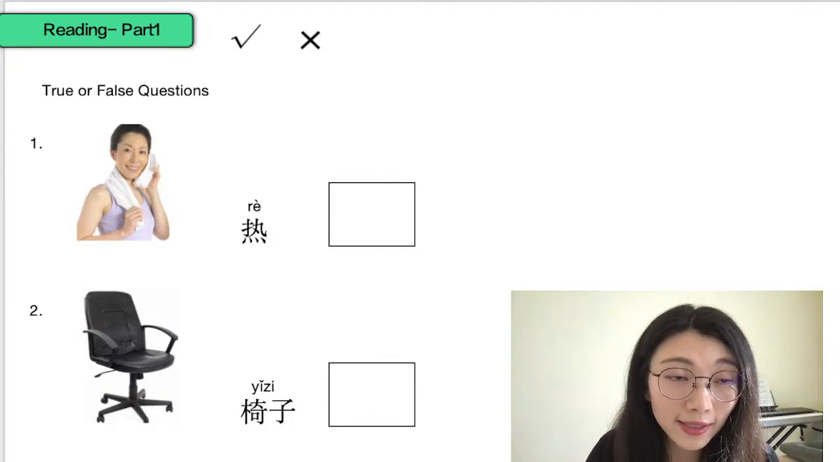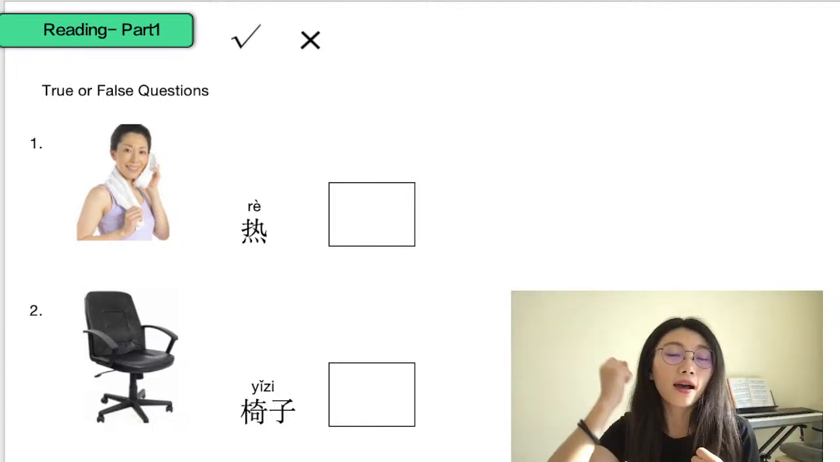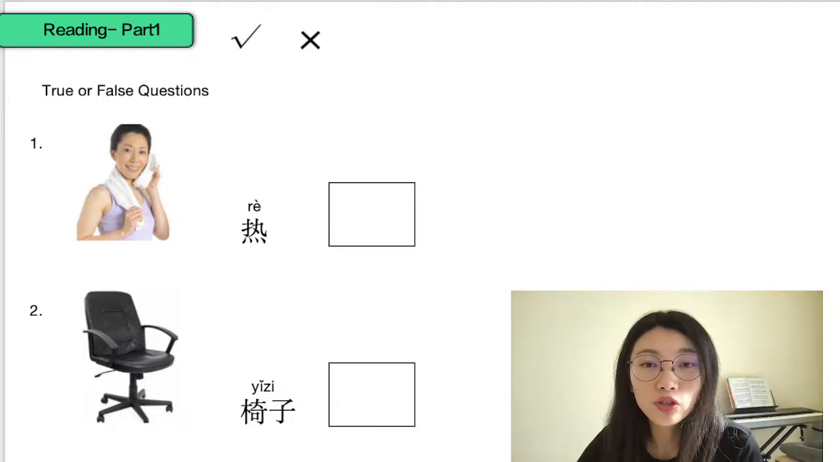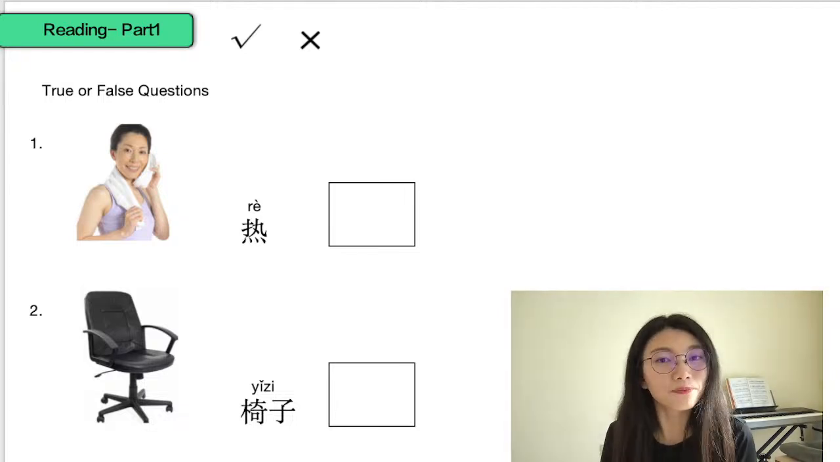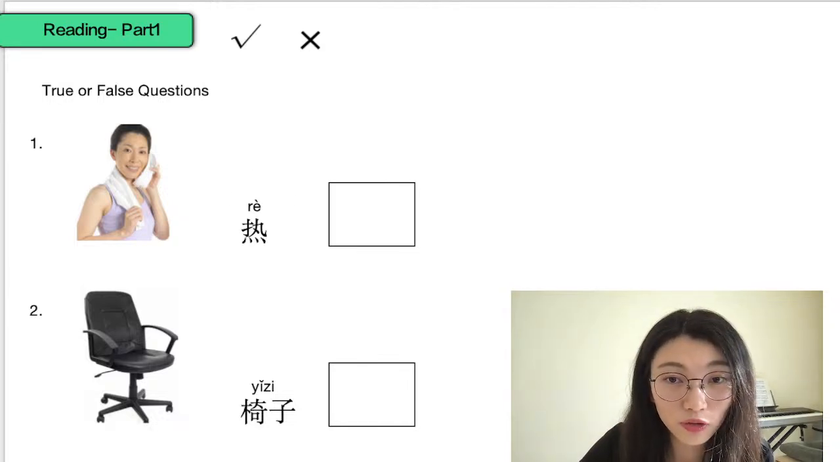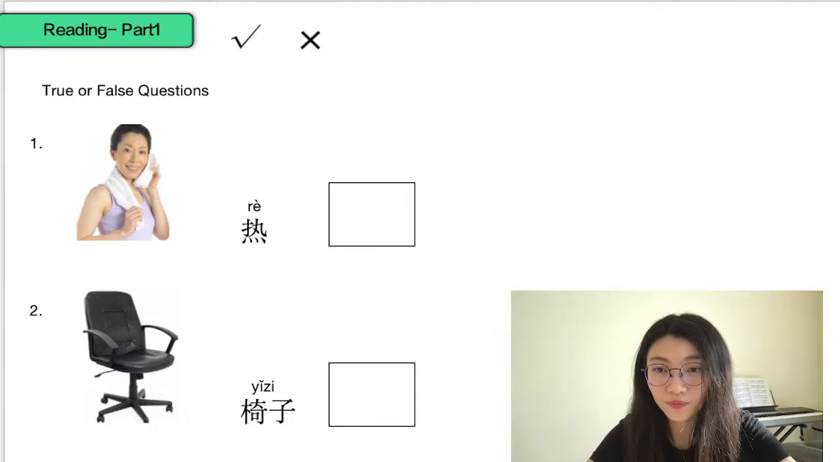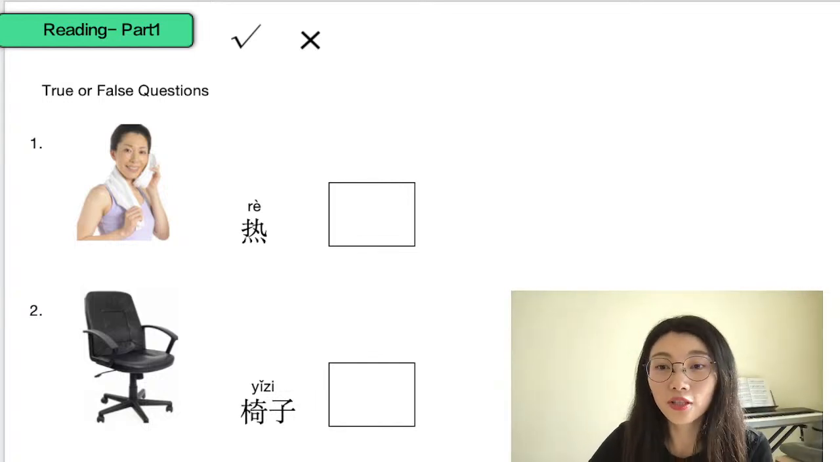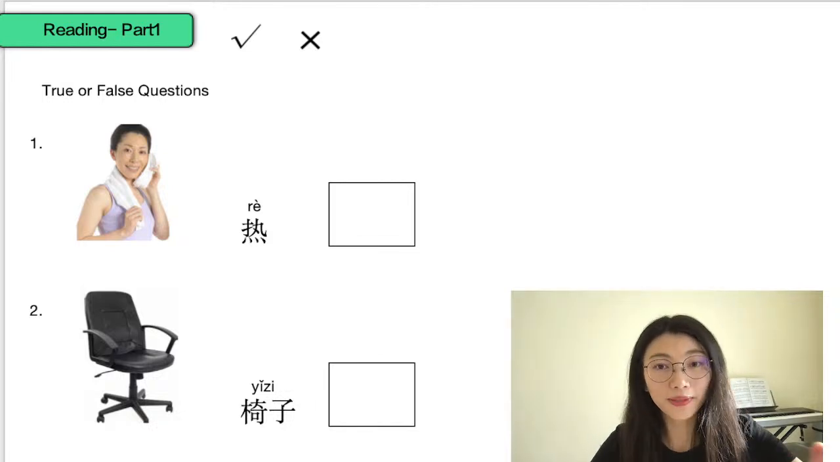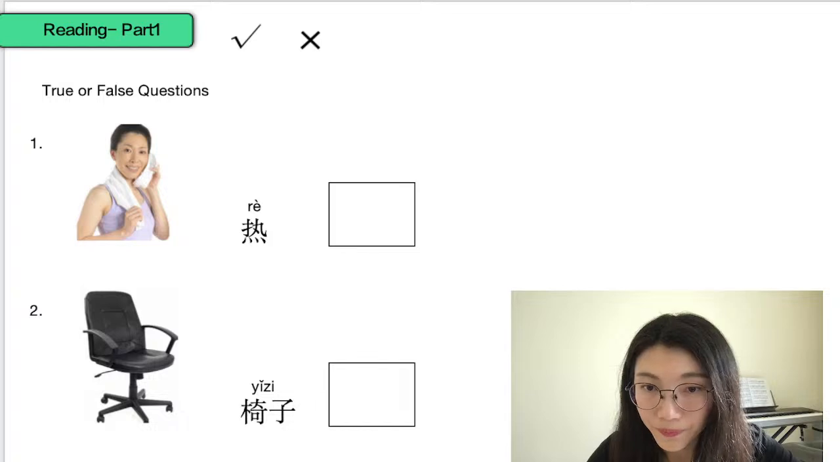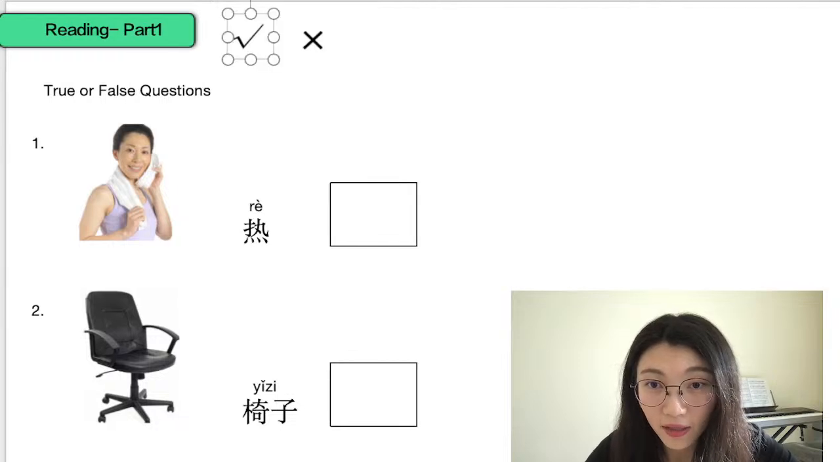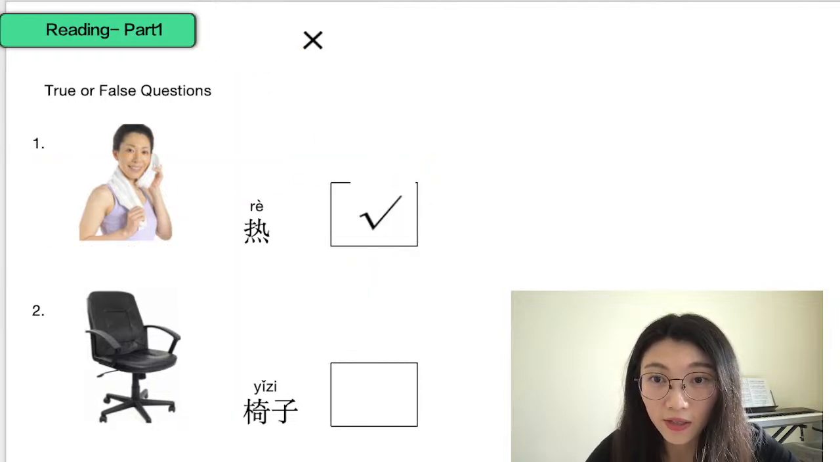Number 1 is a girl. 是一个女生, 女生. She's what? 她在擦汗. Which one? And she wears sport clothes. It seems like she just finished exercising. Okay, so 热, we just learned it. 热 means hot. So is number 1 correct or not? Very good, 很好. Please tell me, is number 1 correct or not? 好, 热 means hot. Okay, we need to choose. Yes, this is correct.